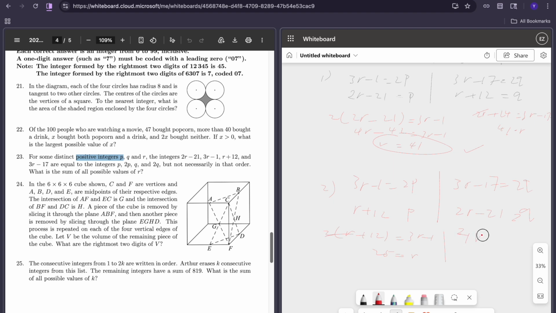4r minus 42 equal to 3r minus 17. 3r goes to the other side, so left with r. And the 42 goes to the other side, 42 minus 17. What do we get? Also 25. So 25 equals r is also correct.